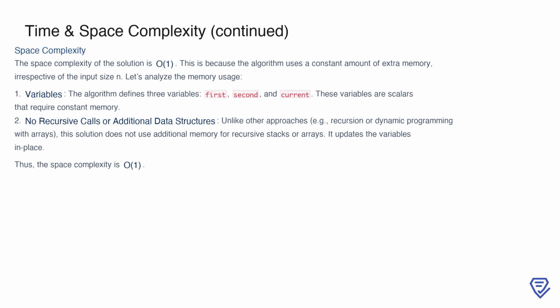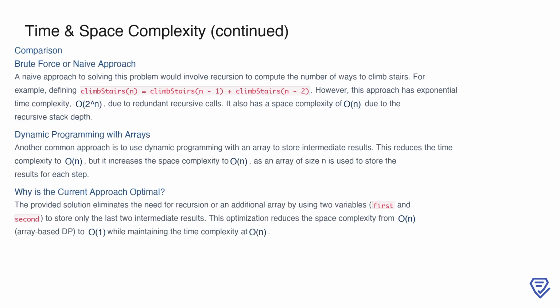allocated. This distinguishes it from other approaches, such as recursion or dynamic programming using arrays, which would consume memory proportional to the input size. By updating the variables in place and avoiding any extra memory allocation, the algorithm achieves a space complexity of O(1). Let's compare this approach with other common methods.